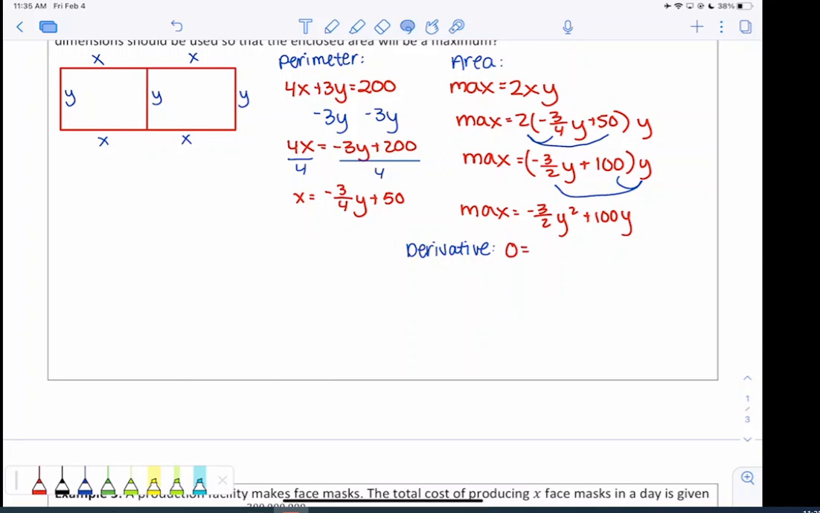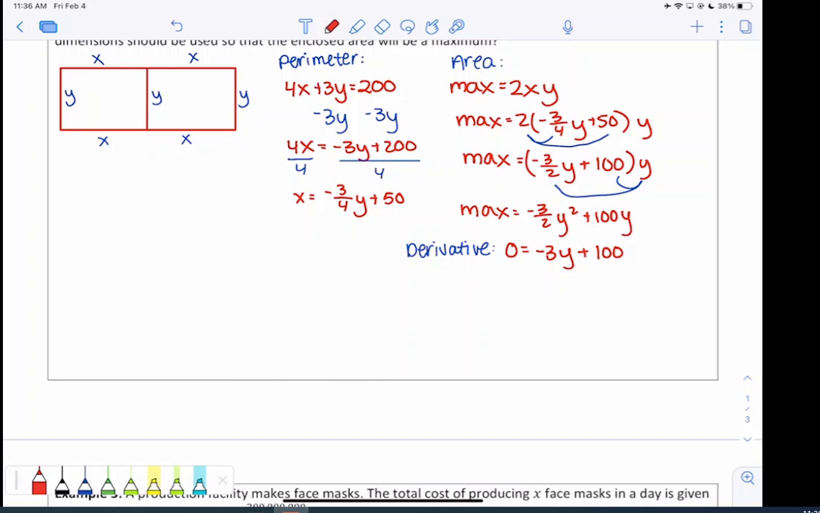Okay. What is the derivative of negative 3/2 y squared? Yep, I'm going to take this to multiply it. Okay, so negative 3/2 times 2 will give me negative 3y. Now, because I don't have any x's in here, no need to do dy dx. I'm not even looking at x. So we're just treating y like any other normal variable. Plus derivative of 100y is 100.